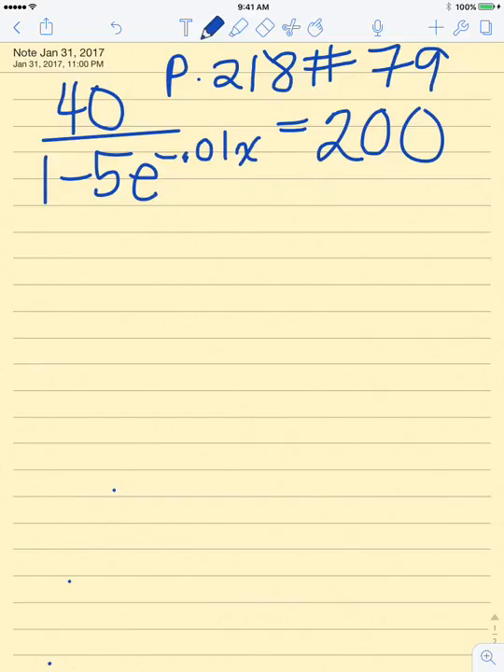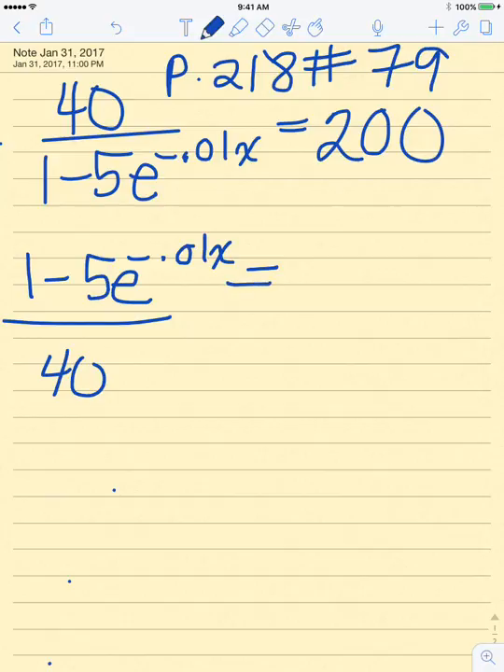So the first thing I'm going to do is, since x is in the denominator, I want x in the numerator. It's just going to make it easier. So I can just take the reciprocal of both sides. So I'm going to do that first. So 1 minus 5e to the negative 0.01x over 40 equals 1 over 200. So does everyone see what I did? I just flipped both sides. So now x is in the numerator. It's more accessible, and it's going to be easier to solve.